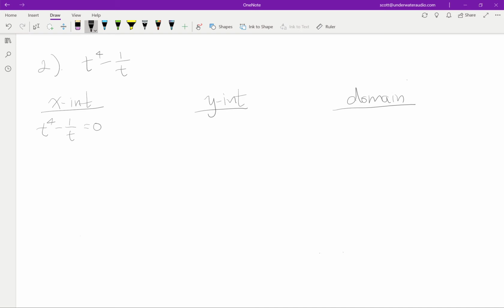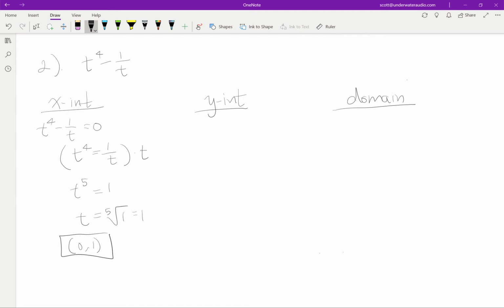And then I like to avoid negatives, so I would add 1 over t to the other side. t to the 4th equals 1 over t. And then I also like to avoid fractions, so I'd multiply both sides by t. t to the 5th equals 1. And then I would do the 5th root of both sides. t equals the 5th root of 1, which is just 1. So if I plug in 0, I get 1 out. So I just have one x-intercept, and it's at (0, 1).